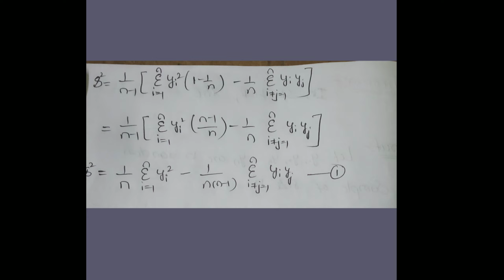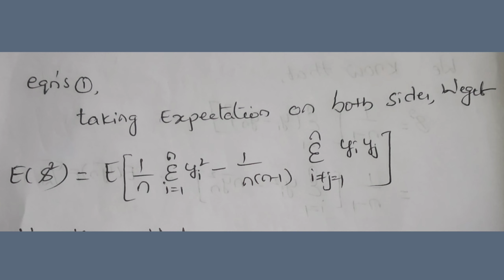After simplifying, we get the value 1 by n minus 1 summation i ranges 1 to n yi square times (n minus 1) by n, minus 1 by n minus 1 by n summation i not equal to j, 1 to n, yi yj. So that is equal to small s square is equal to 1 by n summation i ranges 1 to n yi square minus 1 by n into (n minus 1) summation i not equal to j, 1 to n, yi yj. We call this equation number 1.